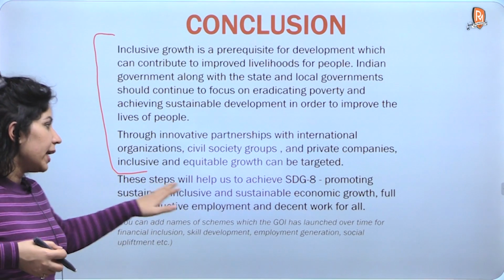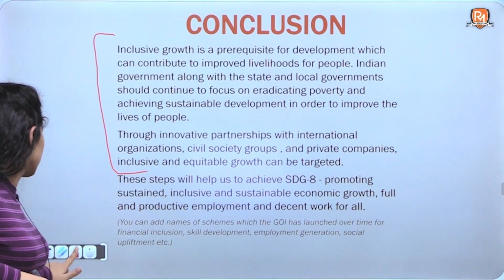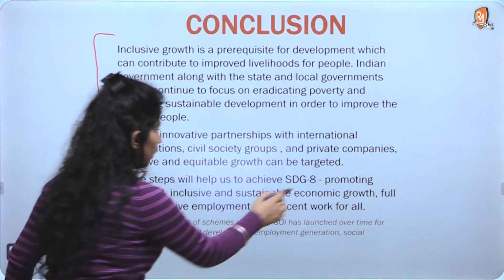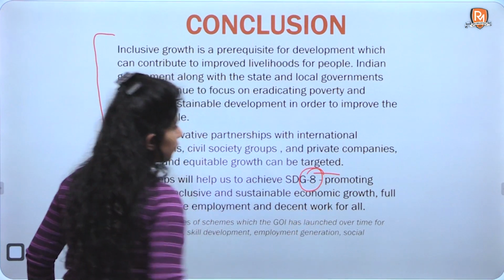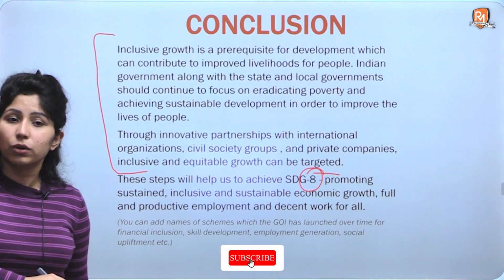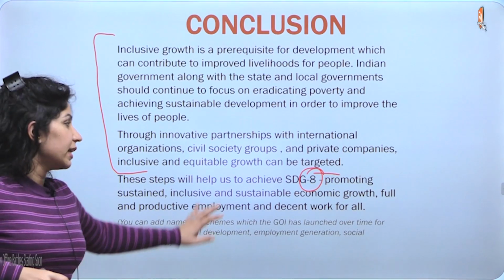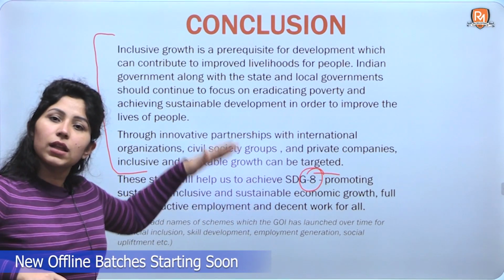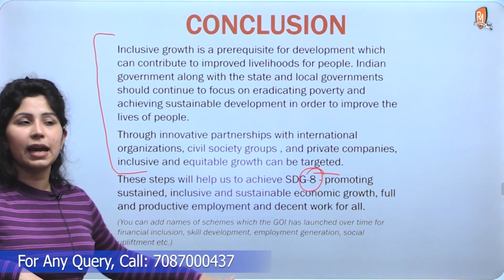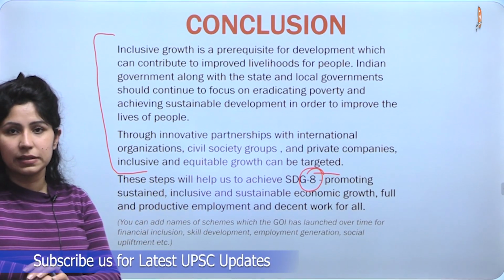So here we relate sustainable development goal with inclusive growth. Let us see how we have used this. These steps will help us to achieve sustainable development goal 8, which is promoting sustained, inclusive and sustainable economic growth, full and productive employment and decent work for all. So this is sustainable development goal 8. By addressing the above challenges, by keeping all the components of inclusive growth in mind, we can achieve sustainable development goal 8. So this is a very nice way to conclude your answers.